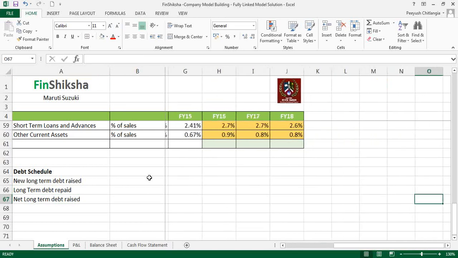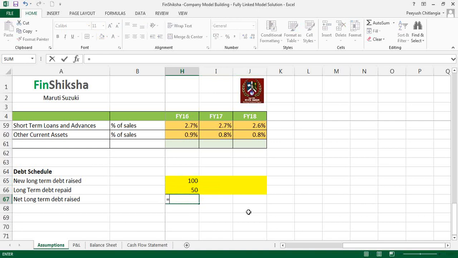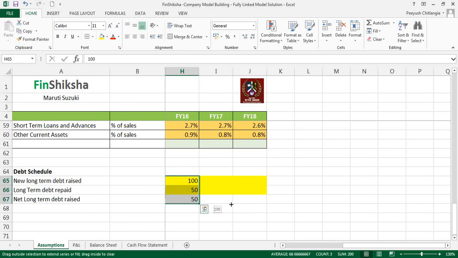Now, we don't need to focus on the previous years. We need to focus only on these years, right? So these are the two assumption sheets that come in. And the third one is basically a calculation. So if I raise 100 crore and I pay 50 crore, then the net amount raised is 100 minus 50, correct? So those are the kind of calculations that come in.